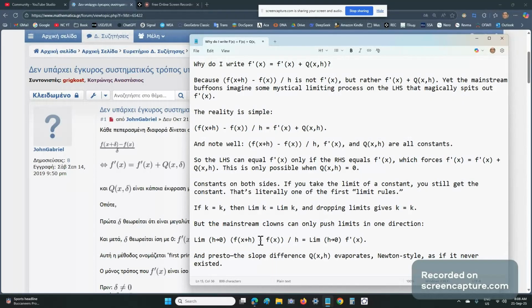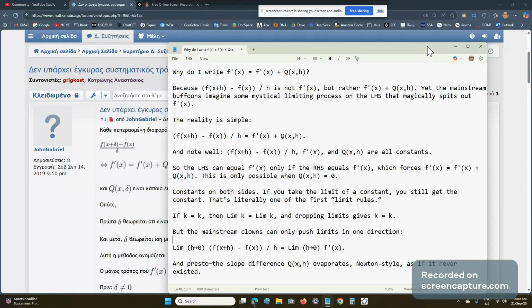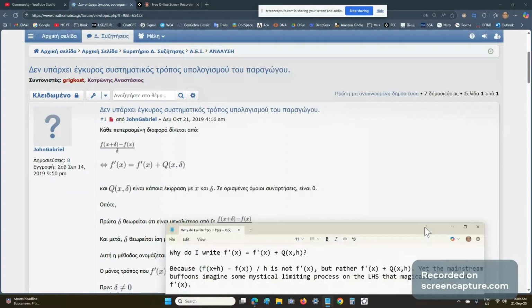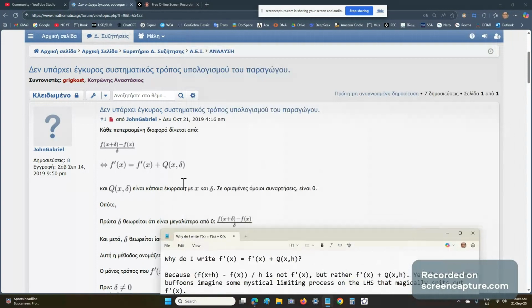But the mainstream math clowns can only push limits in one direction. So they'll take the limit of the left-hand side and the limit of this constant, and presto, the slope difference q of x h evaporates, Newton style, as if it never existed. Obviously you can see that there's monkey business going on.